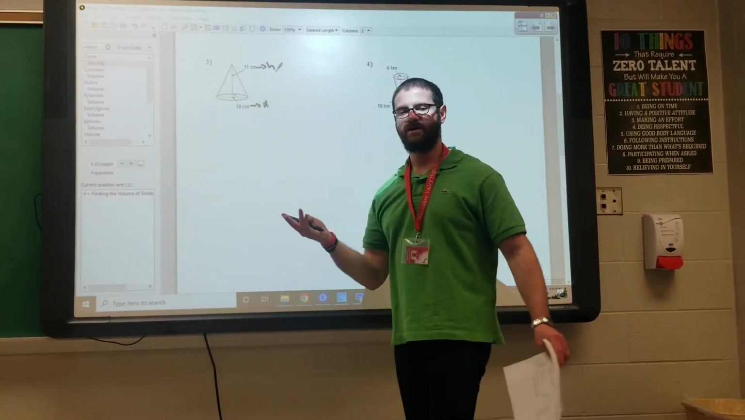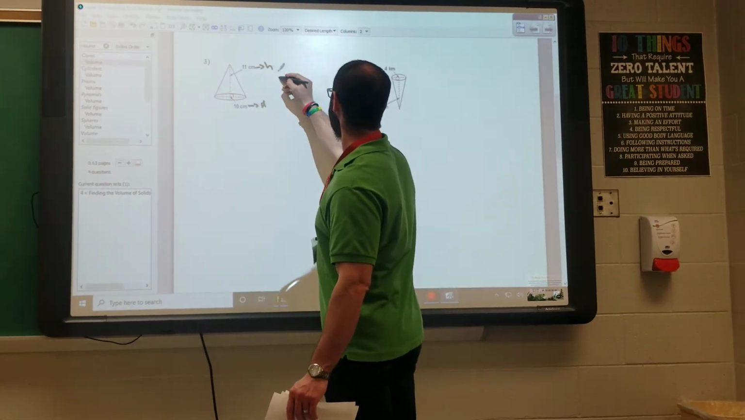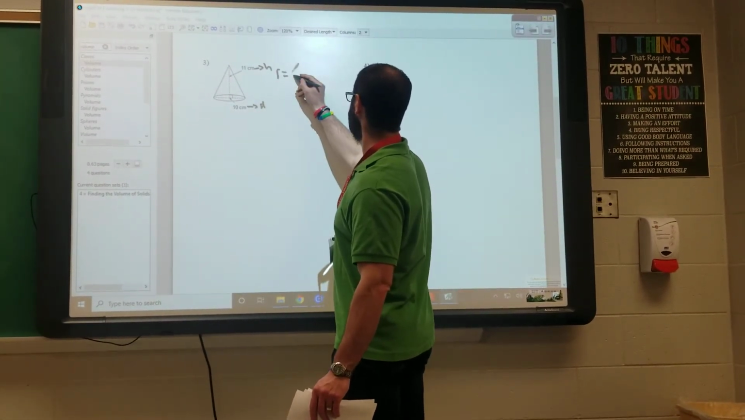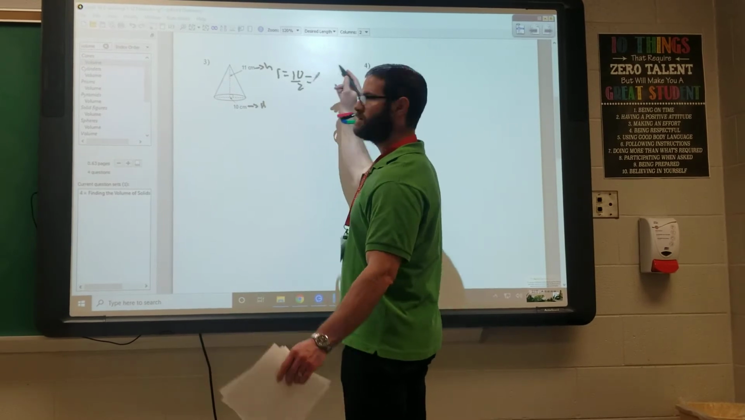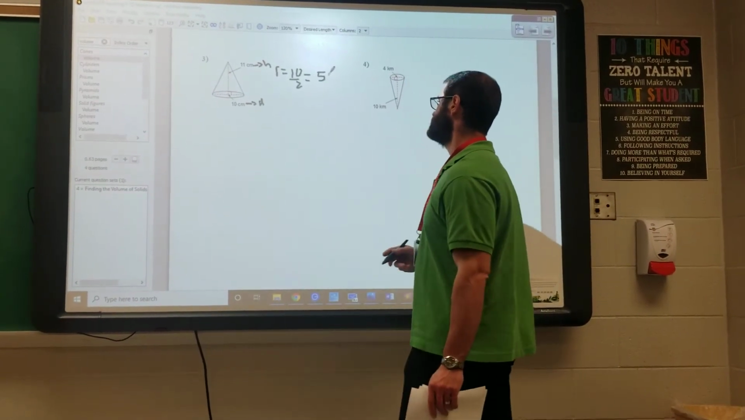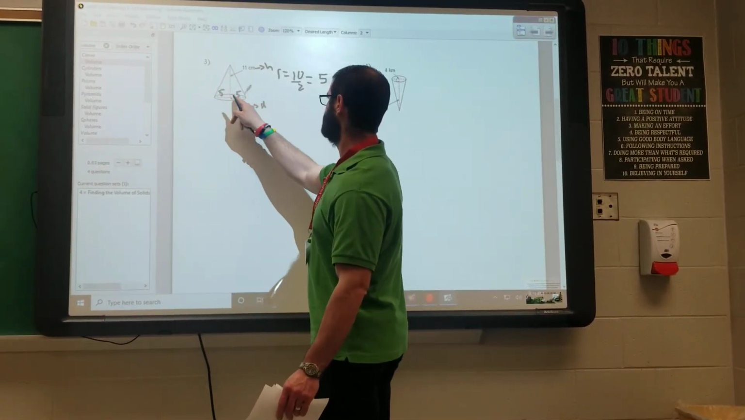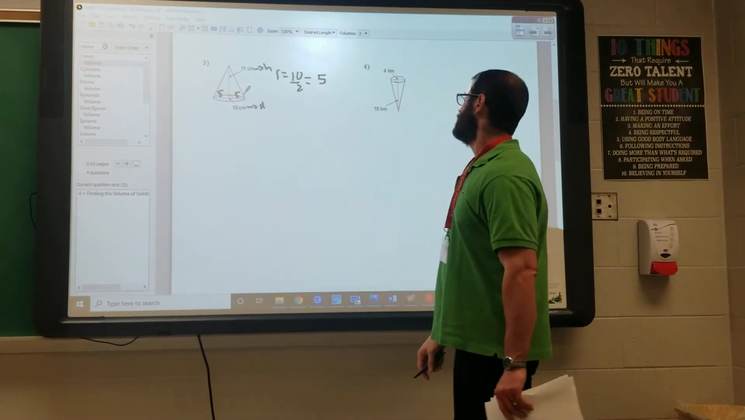So remember, we have to find our radius because our formula involves radius. So start by finding the radius. Take the diameter, divide by 2. 10 divided by 2, what's that? That's 5. So radius is 5. Right, because really, this little part's 5, this little part's 5. It's divided in half there.